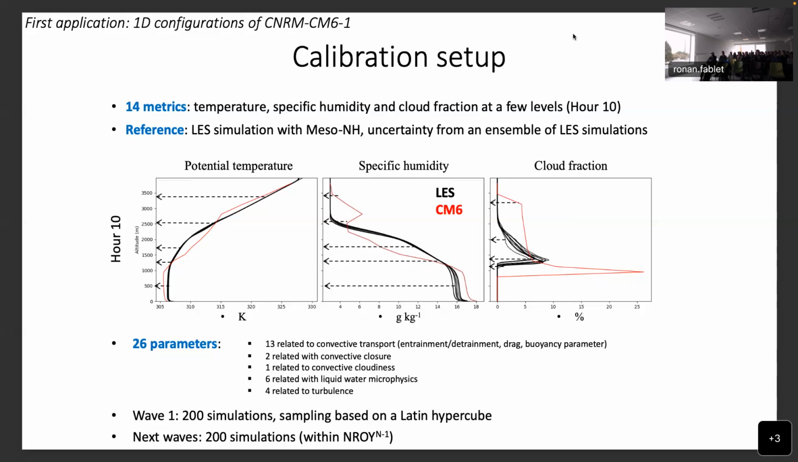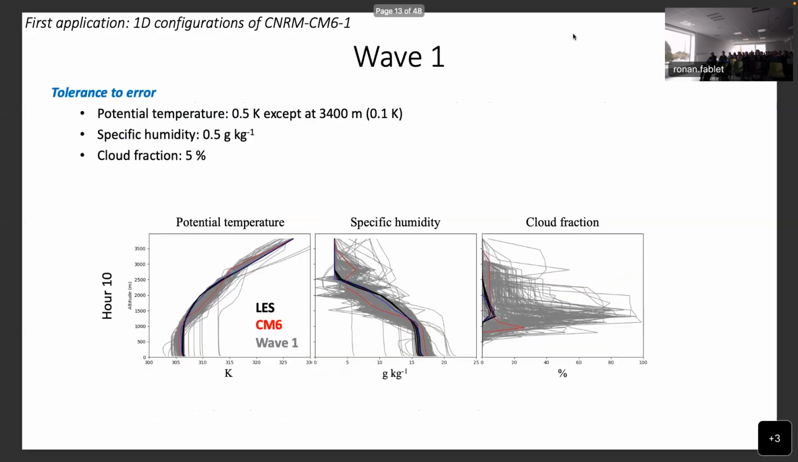For the first wave, and for the other waves, I will do only 200 simulations that are first sampled using a Latin hypercube. And as I said, for the next wave, for the iterative refocusing, it's also 200 simulations, but which are within the previously identified not ruled out yet space in the model.